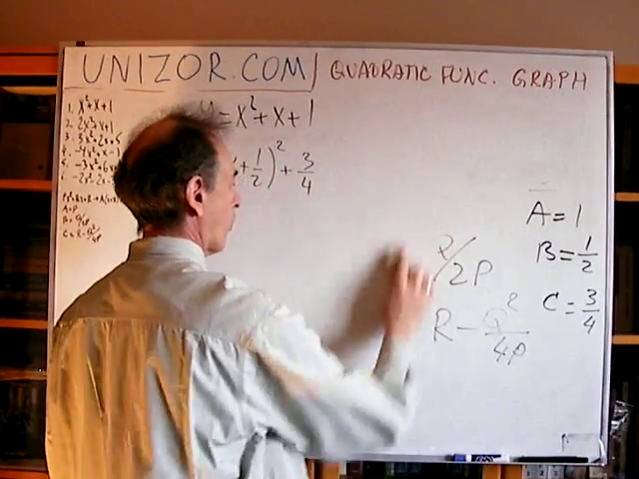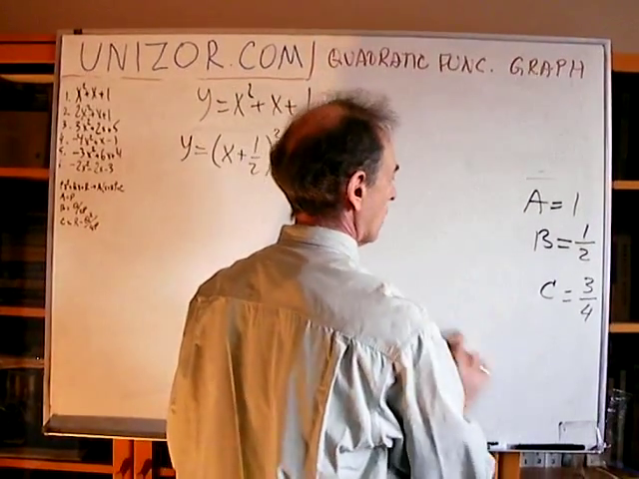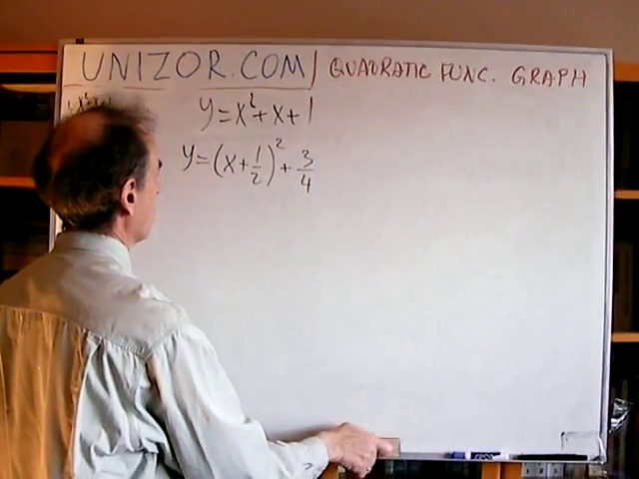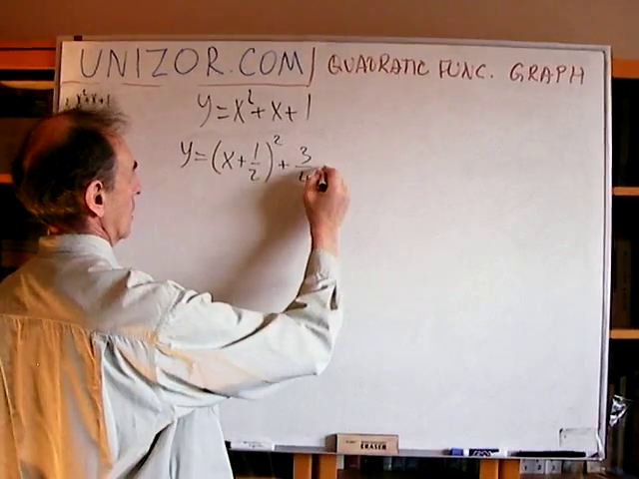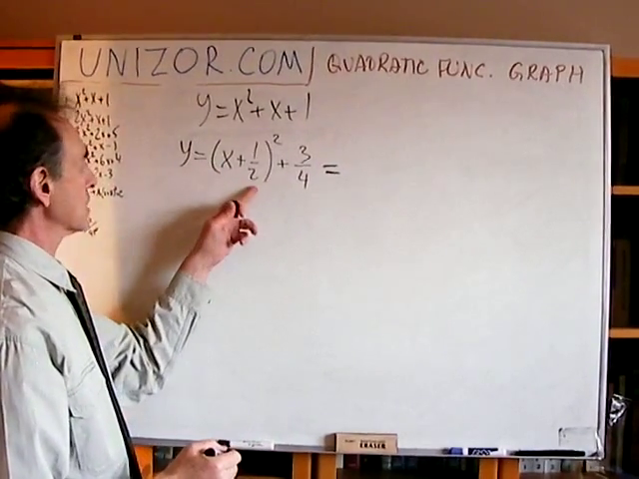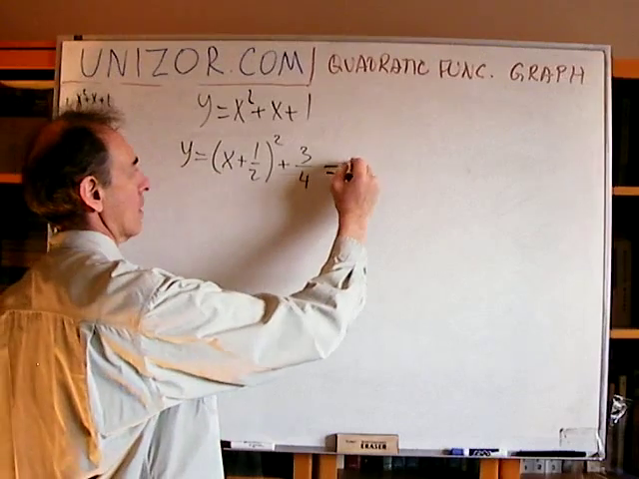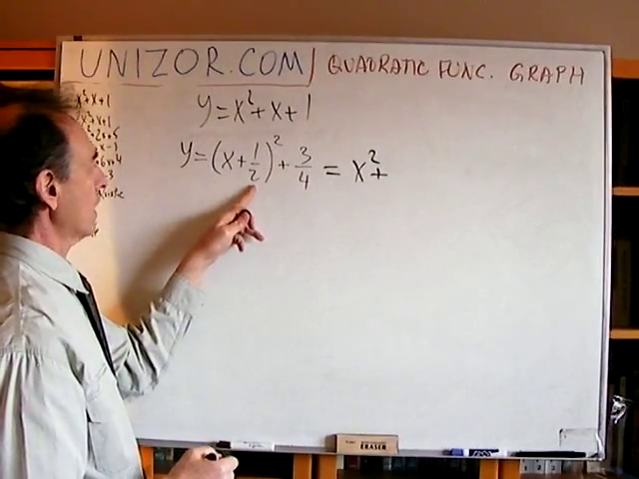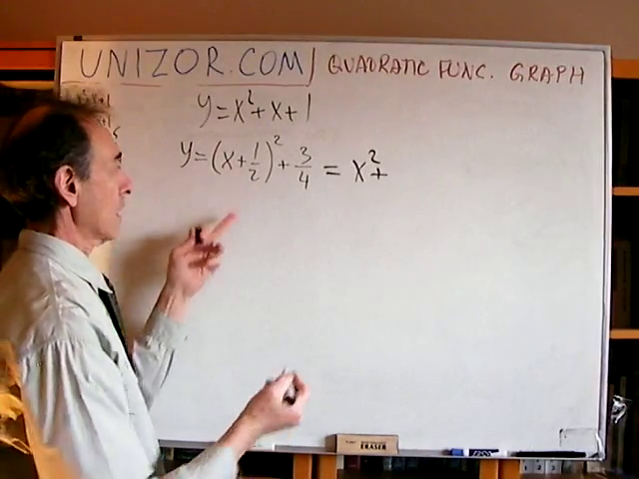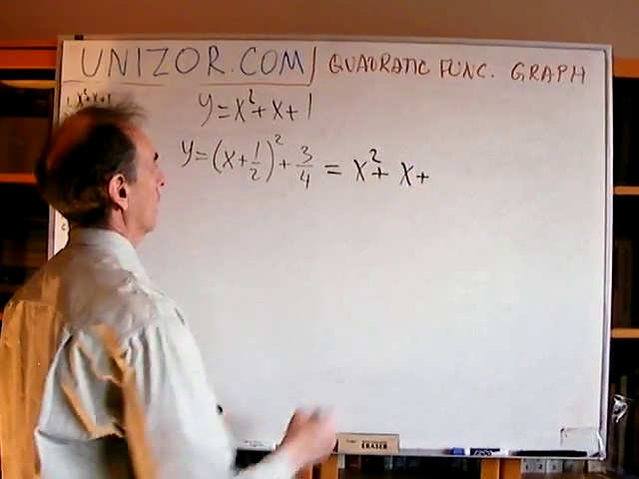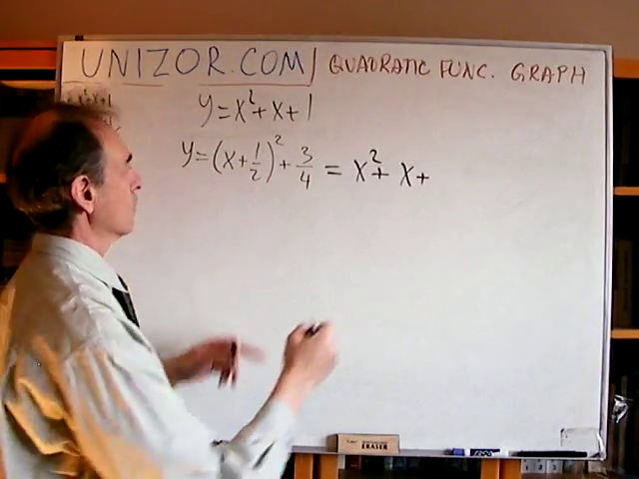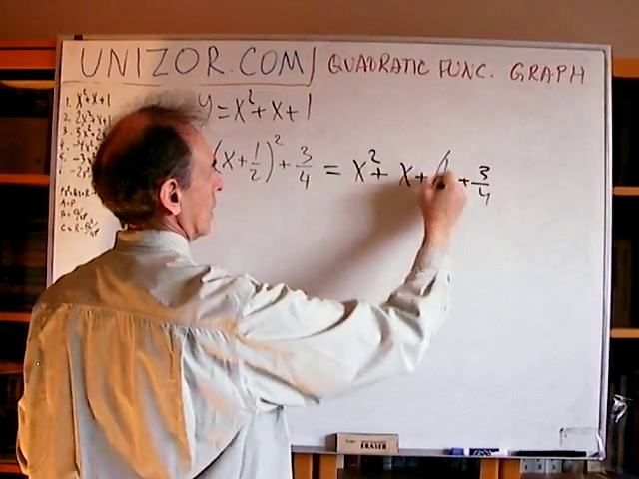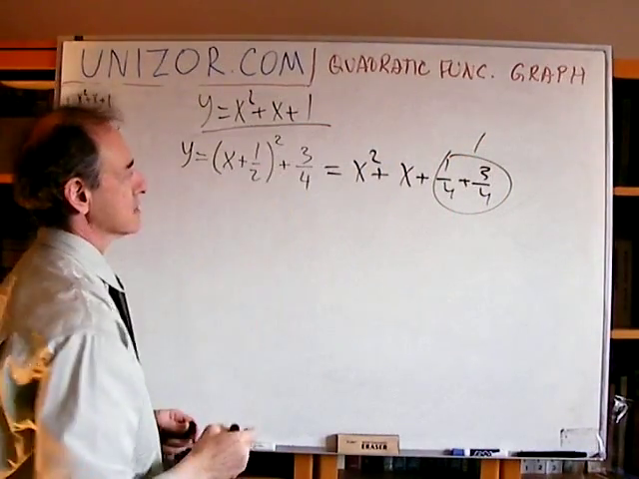I don't need this formula because I don't want to use it anymore. I will do something else. And let's check this out. Well, x plus 1 half square, so it's x square plus 2 times x times 1 half. 2 times 1 half is 1 times x, so it's x. Plus 1 half square is 1 quarter. And plus 3 quarters. And this is 1. So it's exactly the same as this.